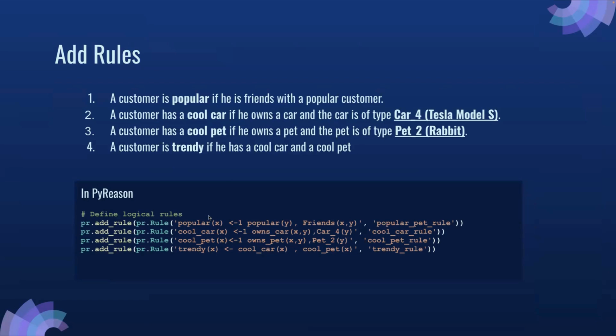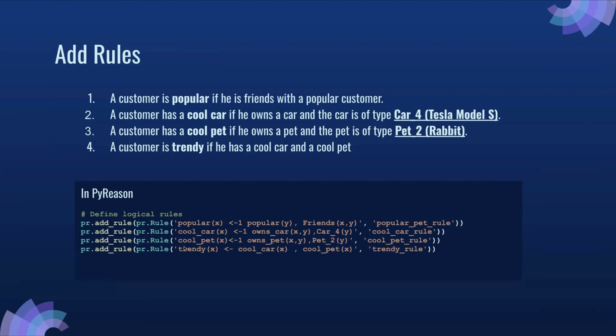Next, our second rule is a customer has a cool car if he owns a car and the type of car is car 4. So again, the head of the rule is cool car X. Our customer X will be considered having a cool car if customer X owns a car and that car is of type 4. Then our cool pet rule is the exact same idea, just with pets, not cars. So a customer has a cool pet if they own a pet and the pet is of type pet 2. Again, the head of our rule is cool pet X, customer X. And then the bounds will be annotated to true, [1, 1], if the customer owns a pet and that pet is pet 2.